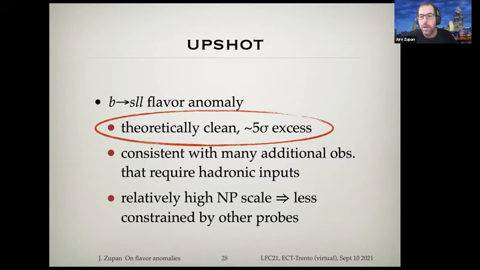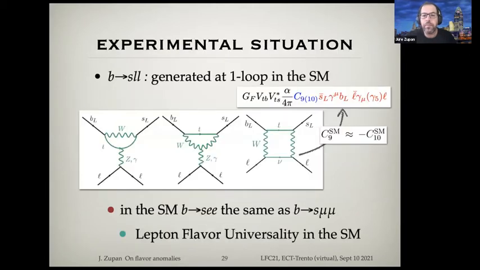If I say it in a different way, it's very unlikely that this is a problem in the theory predictions. If this is not new physics, there must be an experimental issue. It's consistent with many additional observables that require hadronic inputs. And on top of this, it's a relatively high new physics scale, as I said. So it's tens of TeV if the couplings are order 1. So it's less constrained by other probes like LHC searches.